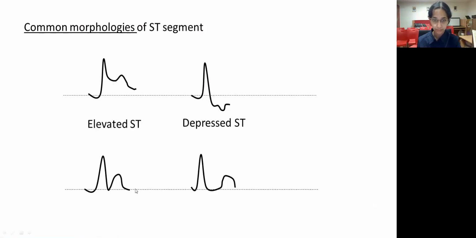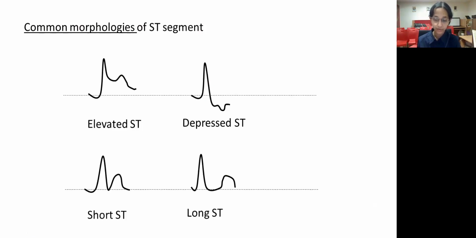This one, it's a little unusual. You can see here what's happening. There's hardly any ST segment. So how will you define this? This is the S and this is the T. Yes, so you will say a short ST segment. And how will you define this? A long ST segment.